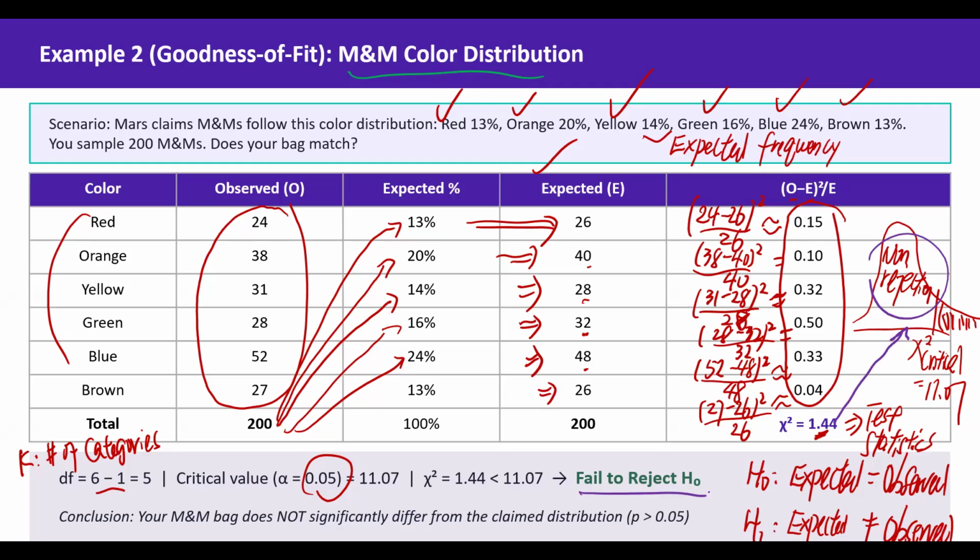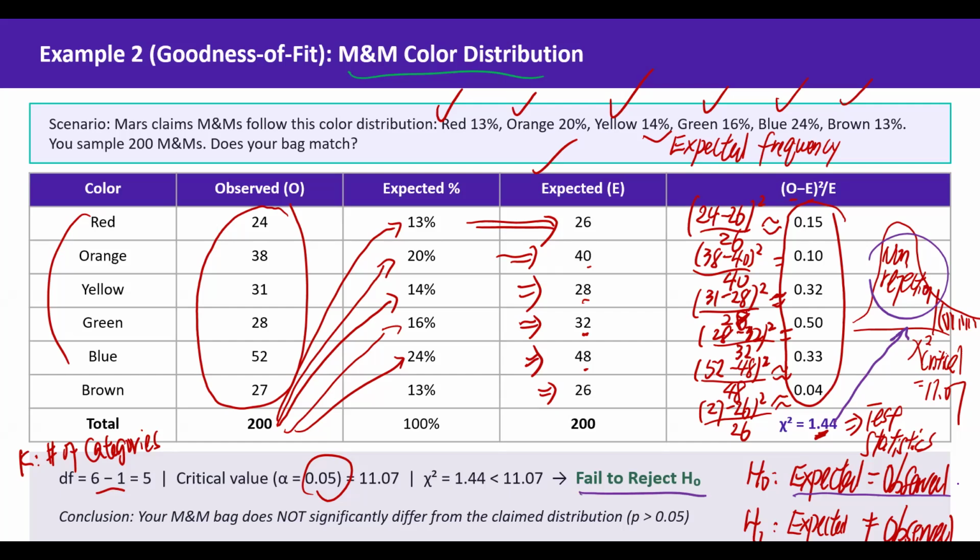So that means your M&Ms bag does not significantly differ, right? Meaning the expected frequency and observed frequency are consistent, meaning they do not differ from the claimed distribution. Meaning the retailer is honest about the output of their product. Any question about this?